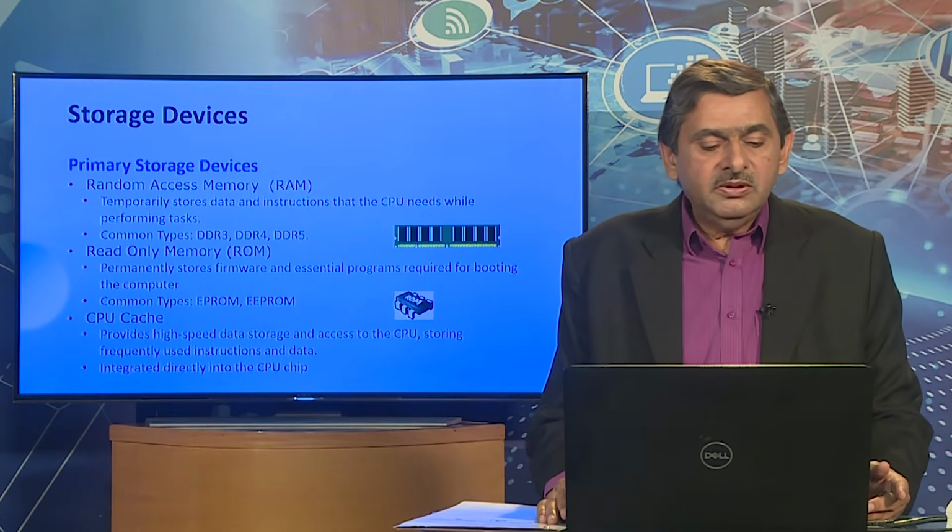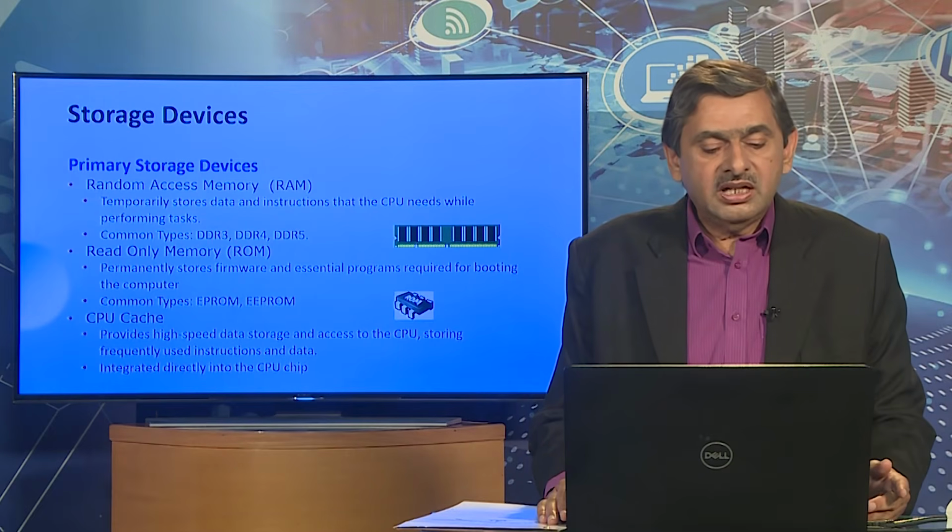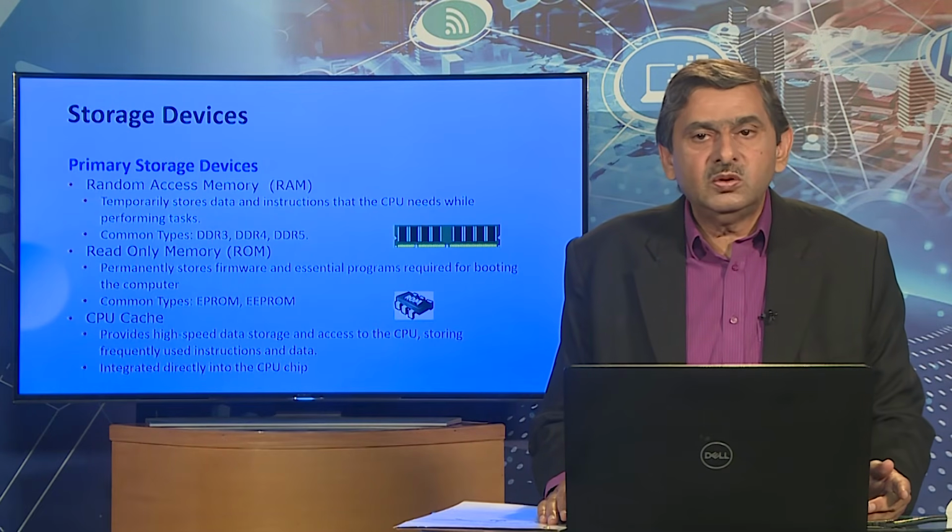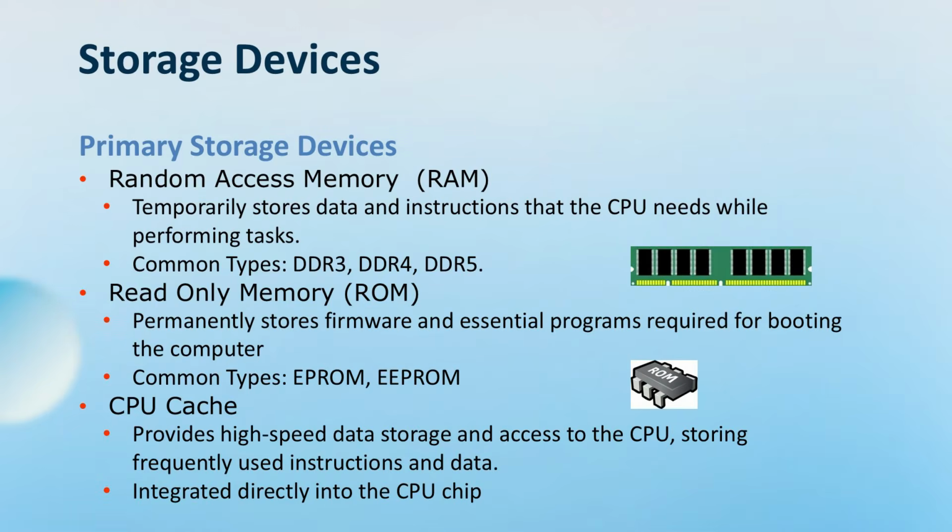Now, we see some examples of the primary storage devices. We have the random access memory, which is also called the RAM. RAM temporarily stores data and instructions that the CPU needs while performing tasks. And we have some common types of RAM, which are DDR3, DDR4 and DDR5. DDR stands for double data rate, and these are based on speed and bandwidth of the device, and DDR5 is better than DDR3 and DDR4.